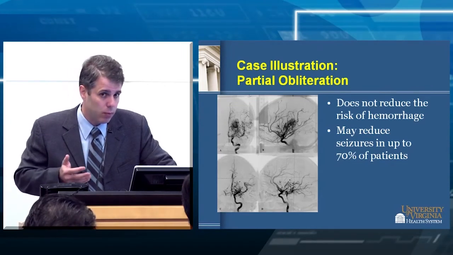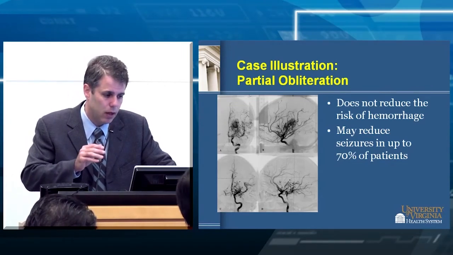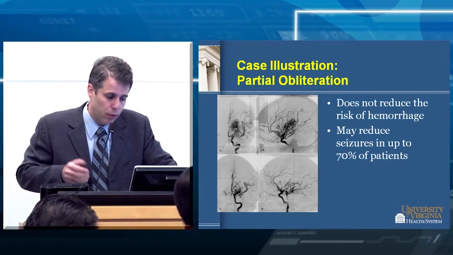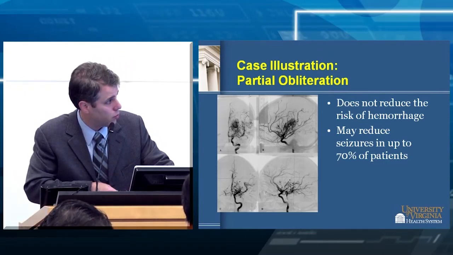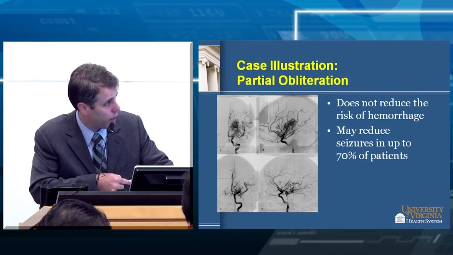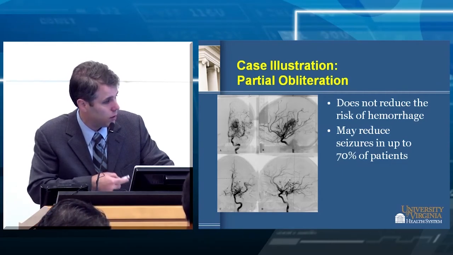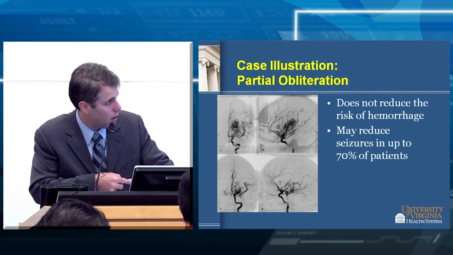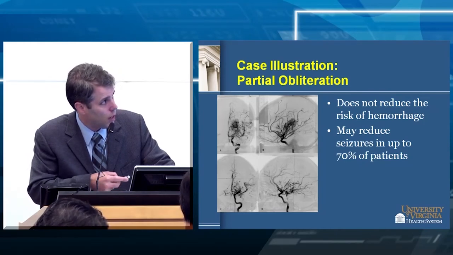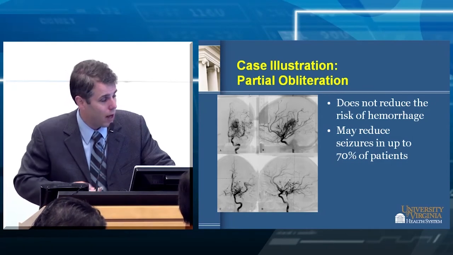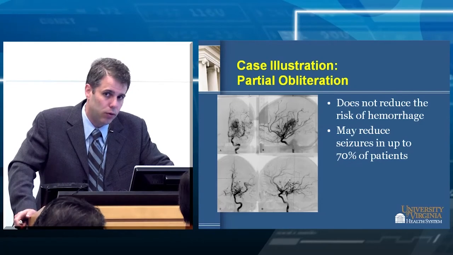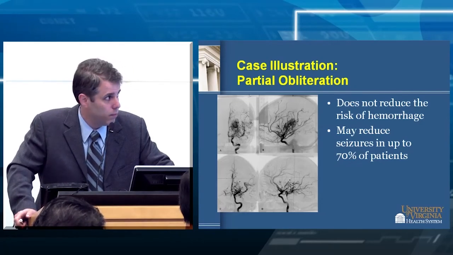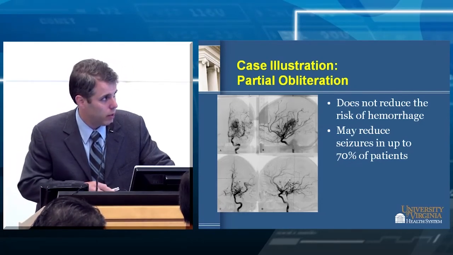So what are the types of outcomes one might see? Well, this is one. Certainly partial obliteration, where one takes an AVM that looks like this prior to radiosurgery, and at 3 years out, which is when the obliteration is usually assessed, one sees a smaller nidus, but it's not all gone. So this has been pretty well described to not reduce the risk of hemorrhage, so that hemorrhage risk still hovers around 2 to 3 or maybe 4%. Maybe a slight reduction, but not much.